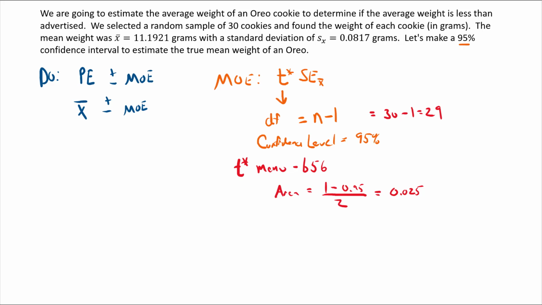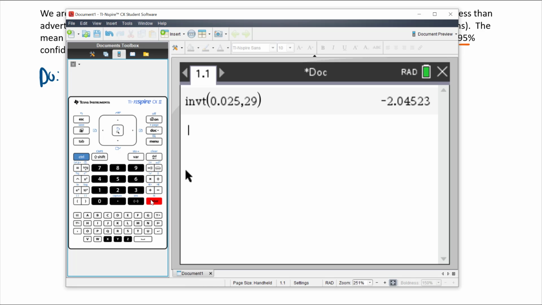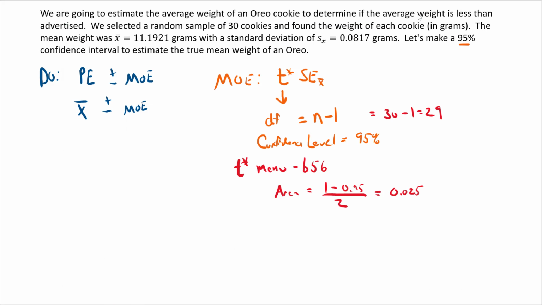So in our calculator, area is 0.025, and our degrees of freedom was 30 minus 1, so 29. I'm going to enter twice here, and that should give us this value right here. Again, disregard the negative for this, because we're going to simply say this is 2.045. So for our t star, we should get 2.045.